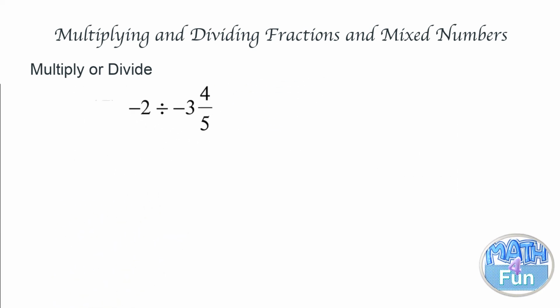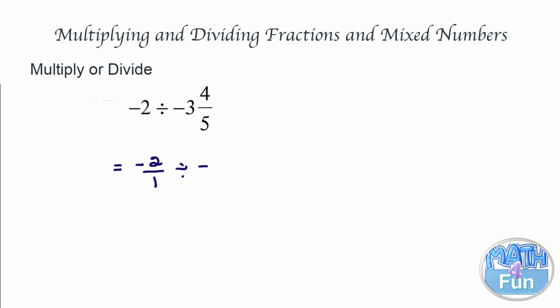Let's do that. Here we have minus 2, which is minus 2 over 1, and we keep the division sign here, and we change the mixed number to be an improper fraction to be able to flip it. Now, minus 3 and 4 over 5 as an improper fraction is what? We write the minus sign, and we multiply 3 by 5, and we add it to 4. So 3 times 5 is 15, plus 4, which is 19. So we write 19 over 5.